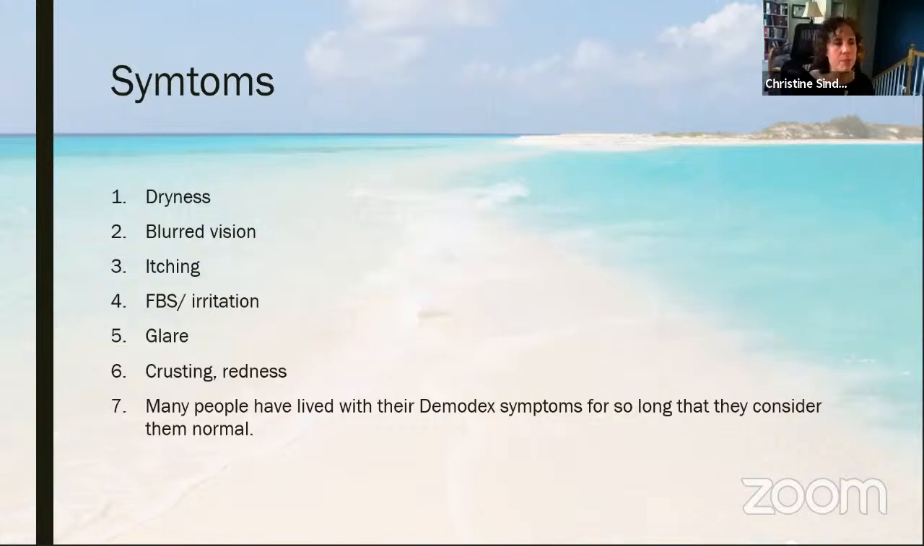Now, symptoms of Demodex are going to be, as we mentioned, the dryness, the blurred vision because the tear film's unstable, the irritation, the foreign body sensation, glare, crusting. And the strange thing about Demodex is once you start looking for it, you're going to be blown away that you feel like everybody has Demodex. And that's because a lot of patients just live with it. They think that's just the way it has to be, and they don't complain about it. It's just the way life is, and they consider it to be normal.